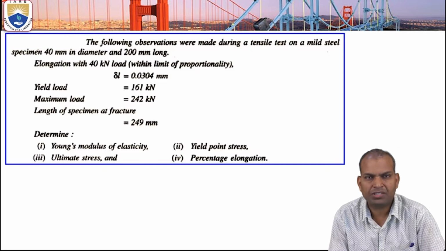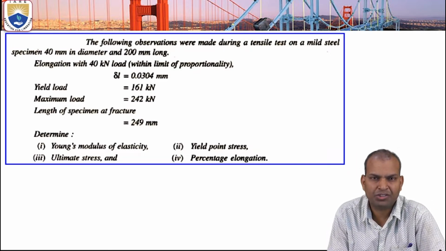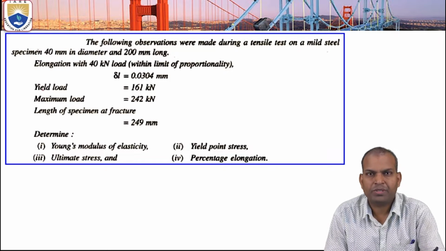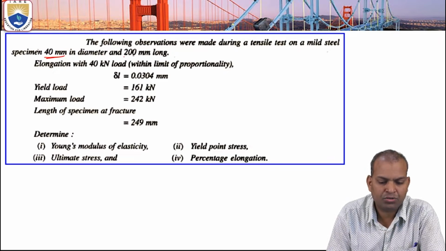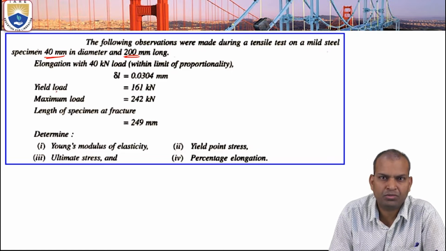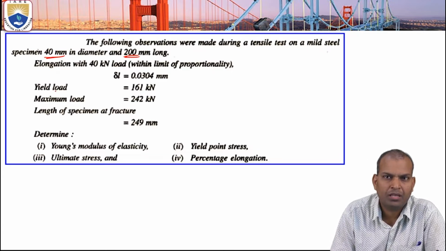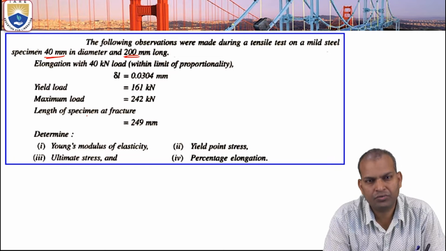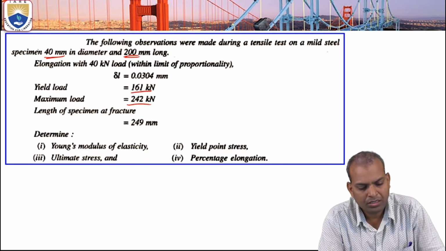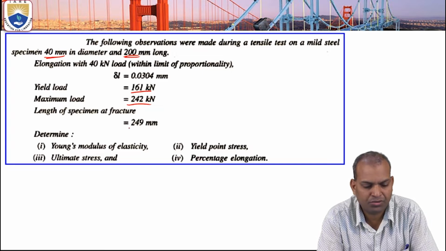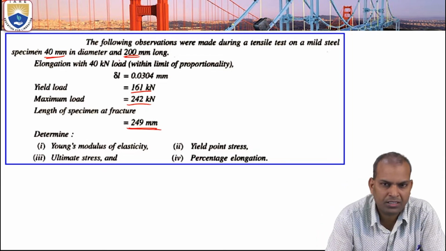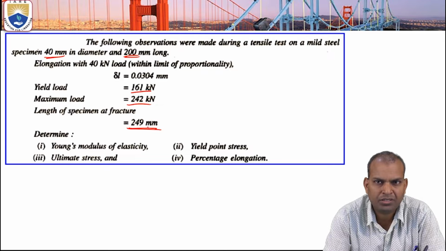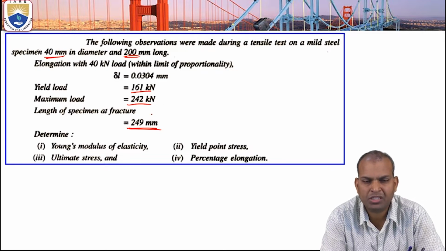It is the tensile test results. The specimen is mild steel, the diameter of the specimen is 40 millimeters, and it is 200 millimeters long. It is subjected to a load of 40 kilonewtons. Here delta L, the change in deformation, is 0.0304 millimeter, and the yield load and maximum load are 161 kilonewtons and 242 kilonewtons. The length of the specimen at fracture is 249. Originally it is 200 millimeters length. After deformation it is 249, that is 49 millimeters increased.